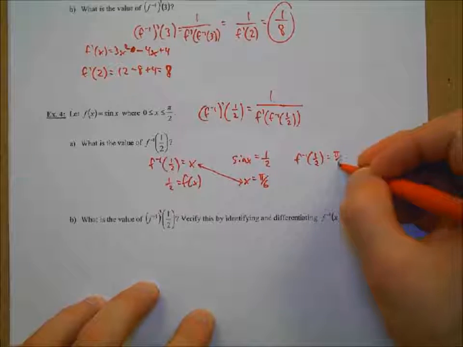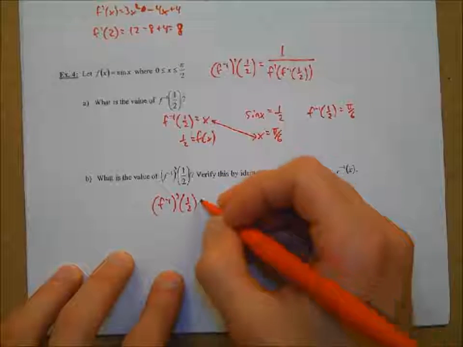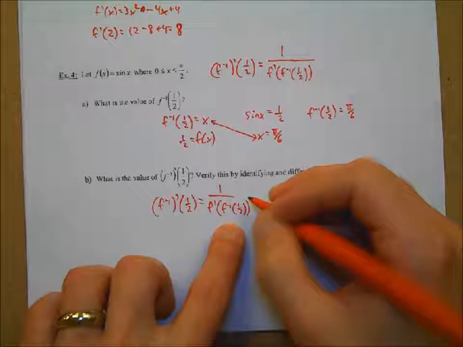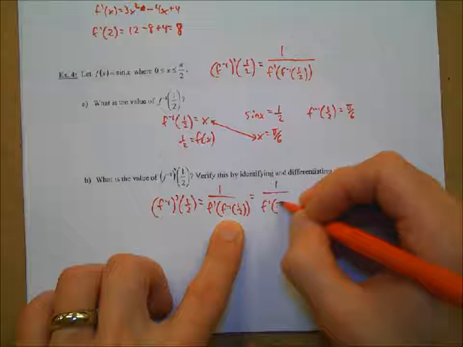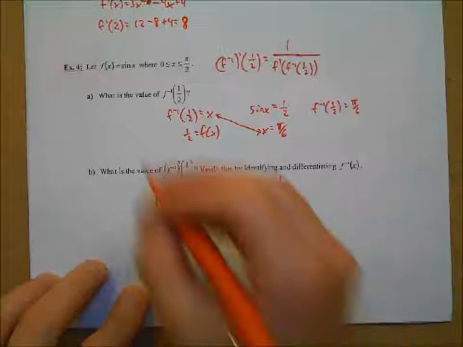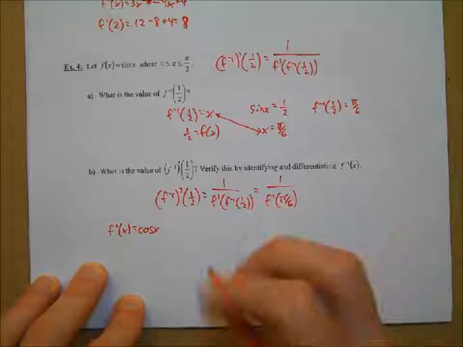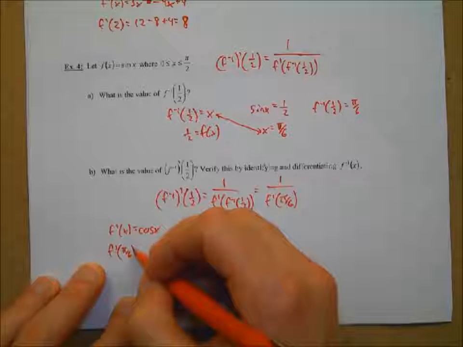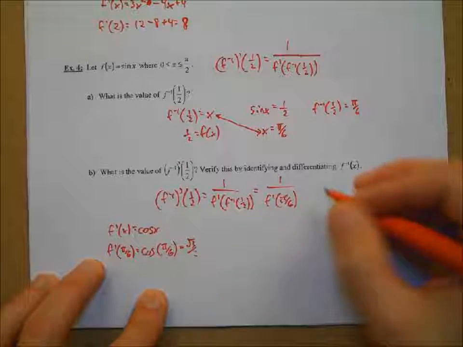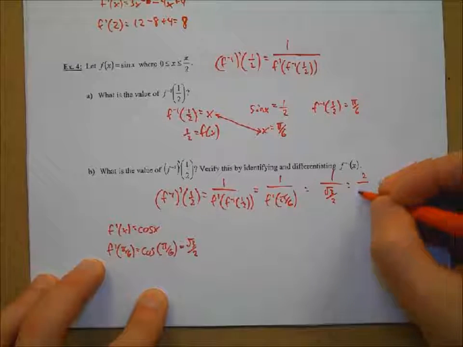So then, when we go to do f inverse prime of 1/2, it's equal to 1 over f prime of f inverse of 1/2. We know what f inverse of 1/2 is. It's pi over 6. And so then we have to take the derivative of f. The derivative of sine is positive cosine. And we want to evaluate f prime of pi over 6. What is cosine of pi over 6? Root 3 over 2. So you get 1 over the square root of 3 over 2, which, being a fraction within a fraction, we'll change to 2 over the square root of 3. And we don't need to rationalize that.